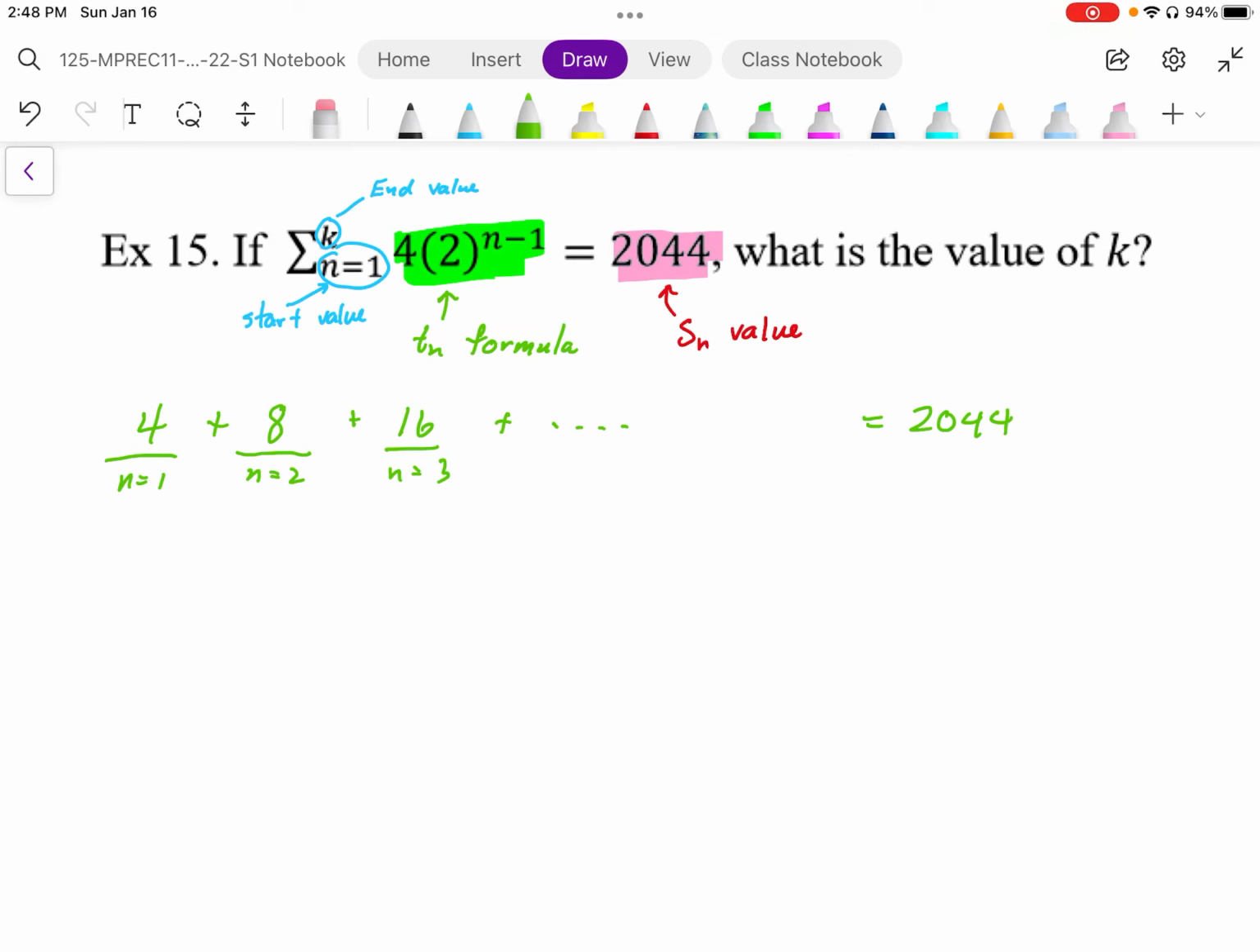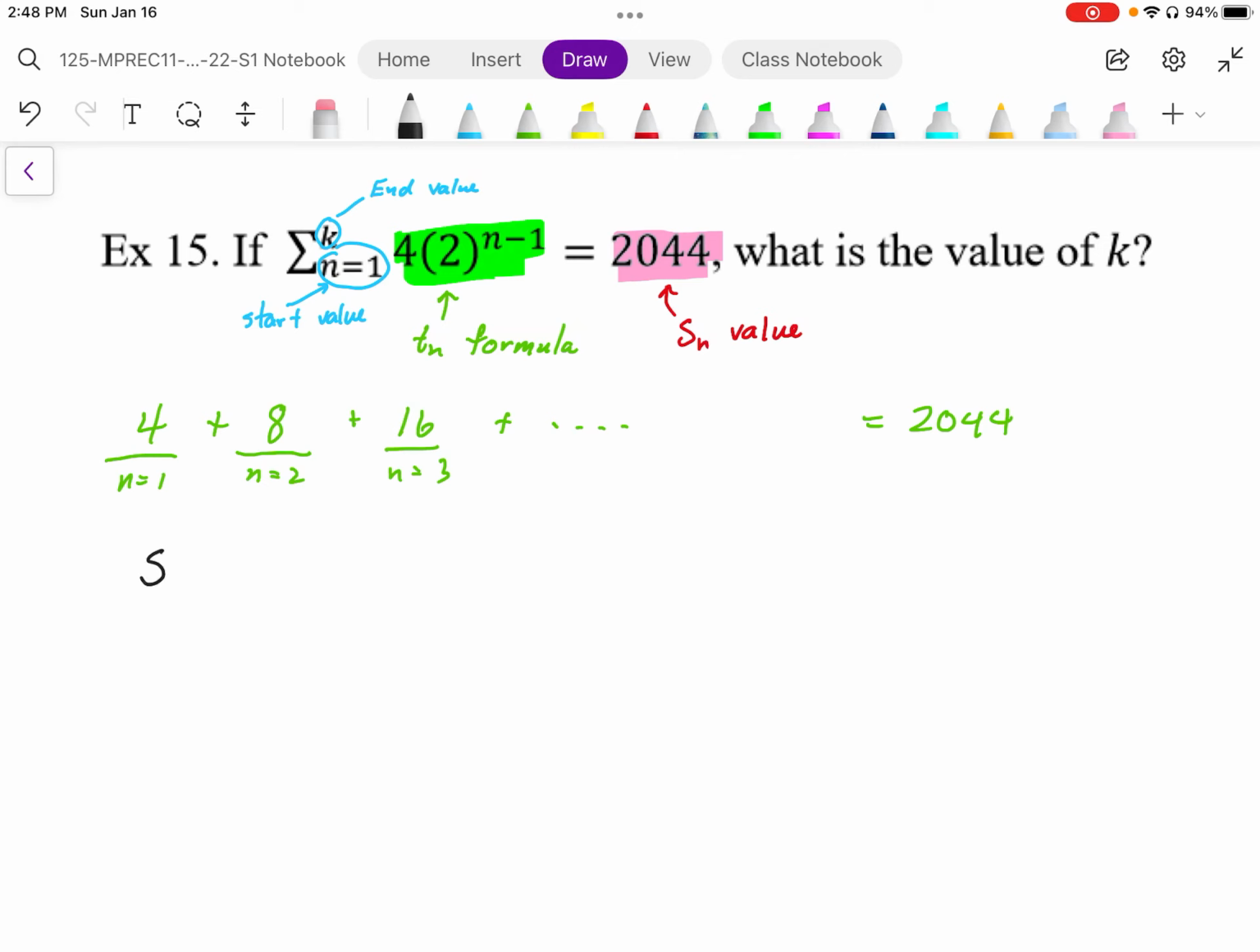2044. Okay? Now, this is just really a guessing and testing method. We can just do this until we get to 2044. That can take a while though. So the other way we could do this is we can set up an Sn equation for this.